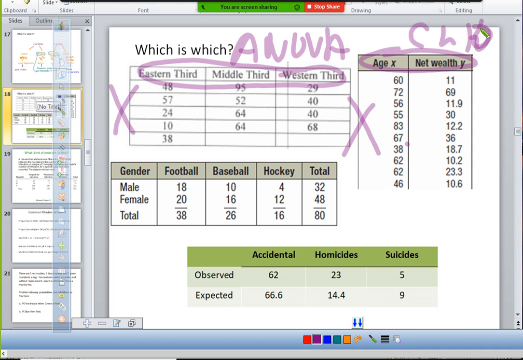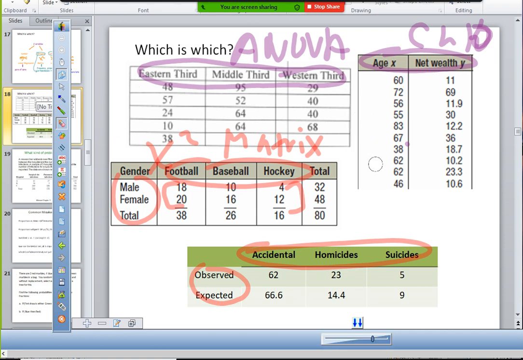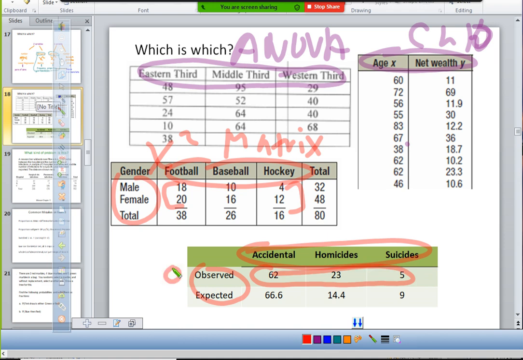These other ones down here have categories across the side and the top. This one is your chi-squared matrix. I have to take off the X's because those are confusing, I think. And then this one here is really only a list, because this is an observed and an expected. These aren't really true categories. It's just observed and expected. So that's why it's this chi-squared list.